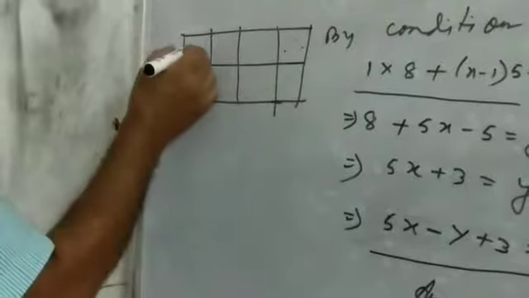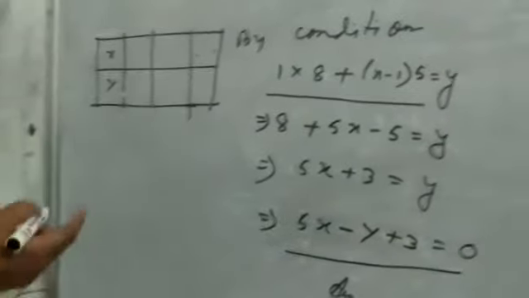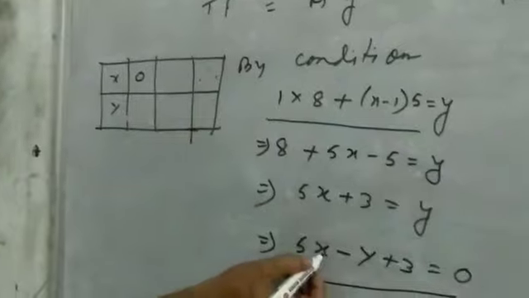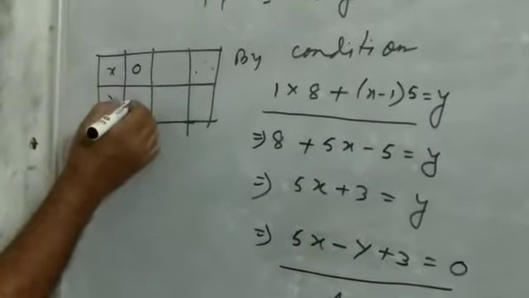So it is x and it is y. Now find 3 solutions. Suppose x is 0. If x is 0, then if we take y is 3.